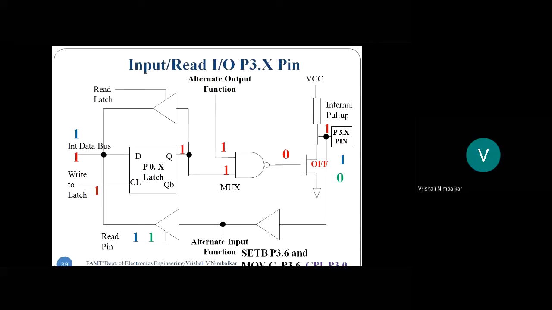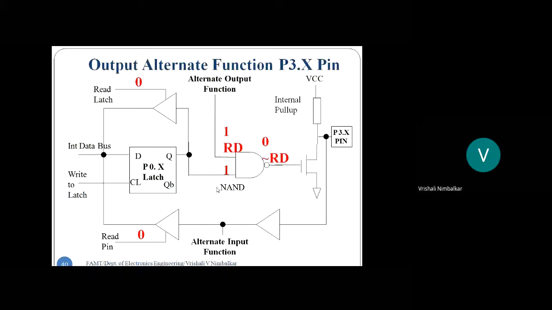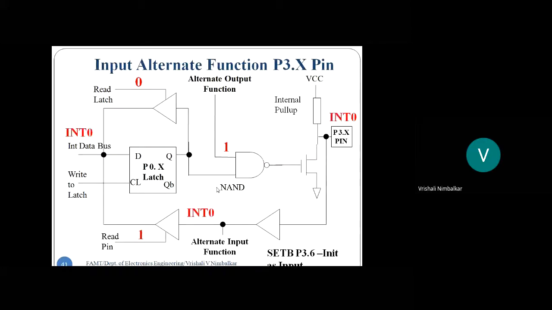Let me begin with, in the last lecture, we were looking into, I think, completed Port 3 explanation. Port 3, we ended up with alternate function output. So alternate function, and we were at INT0.